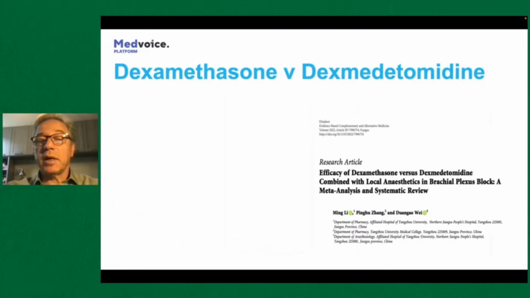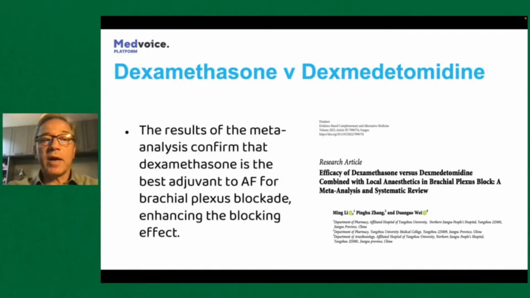The newer agents like dexamethasone or dexmedetomidine have been tried, and this is the research article comparing the efficacy of dexamethasone versus dexmedetomidine combined with the local anesthetics for the brachial plexus block. This was the meta-analysis and systematic review that was performed in 2022. And what have they found? They found that the results confirmed that dexamethasone is the best adjunct to local anesthetic for brachial plexus blockade, enhancing the blocking effect, not dexmedetomidine.